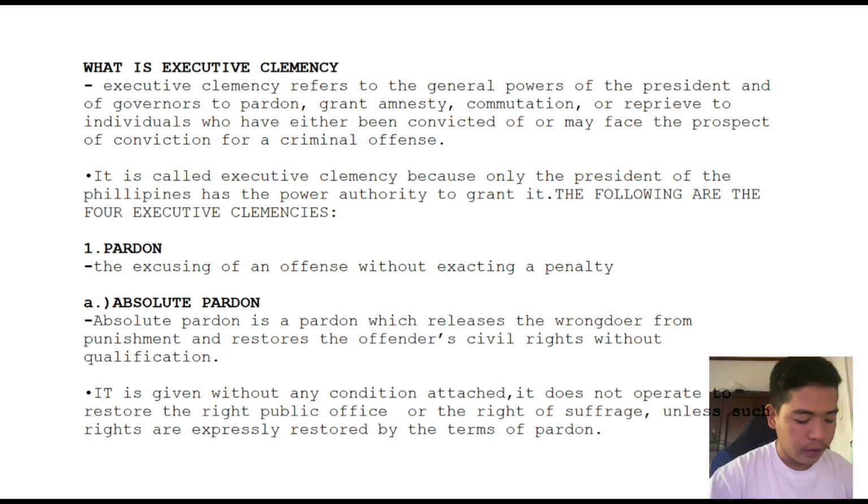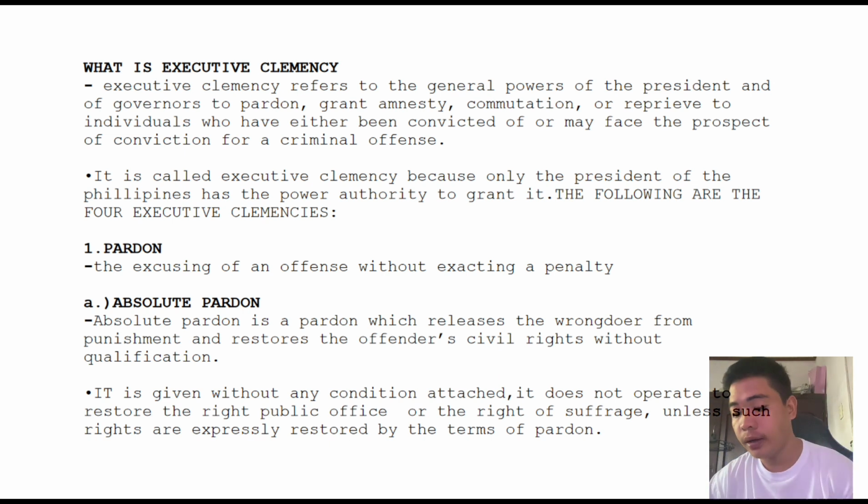The following are the 4 executive clemency. 1. Pardon. A pardon is the forgiveness of a crime and the penalty associated with it. It is granted by the sovereign power such as a president or chief of state. Ang pardon po ay upang makalaya mula sa parusa para sa isang kasalanan o krimen ng isang bilanggo.